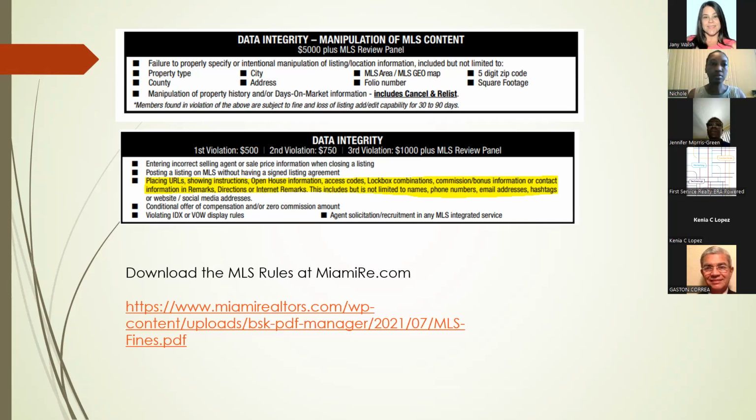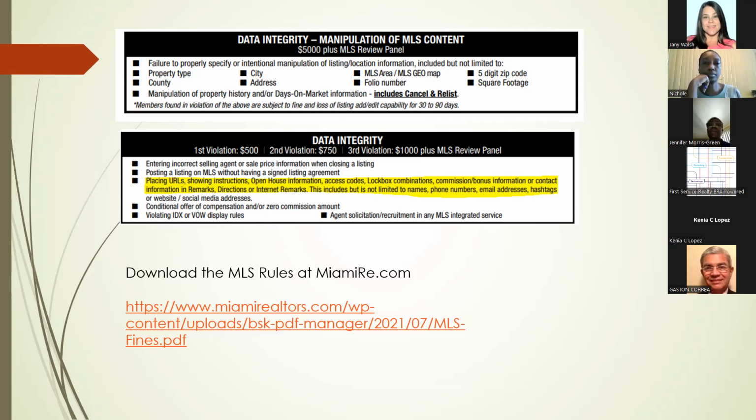But most times, what some people in the past have done and gotten in serious trouble for is changing the area because they want to have it in a more desirable area so that the listing is picked up by more agents. So we want to make sure that that information always matches the tax roll. You don't want to change that. The address, the city, the county, property type, all of that has to be correct, because if you don't put it in there correctly, you will get a fine.